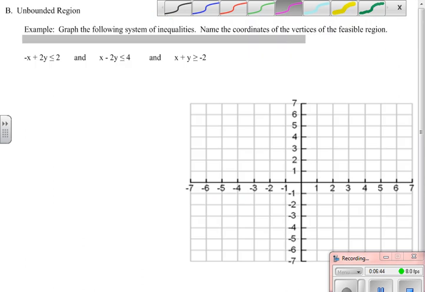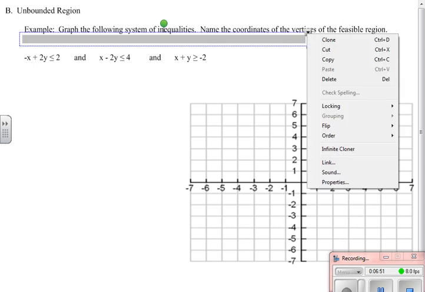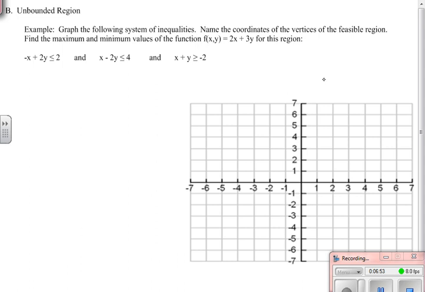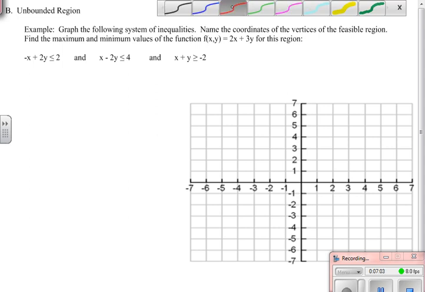If we're going to graph the following system of inequalities, we're going to do the same thing. We're going to name the vertices, and then we're going to test and see where the max and the min are again. So we have to start with, as always, slope-intercept form. 2y is less than or equal to x plus 2. y is less than or equal to 1/2 x plus 1.